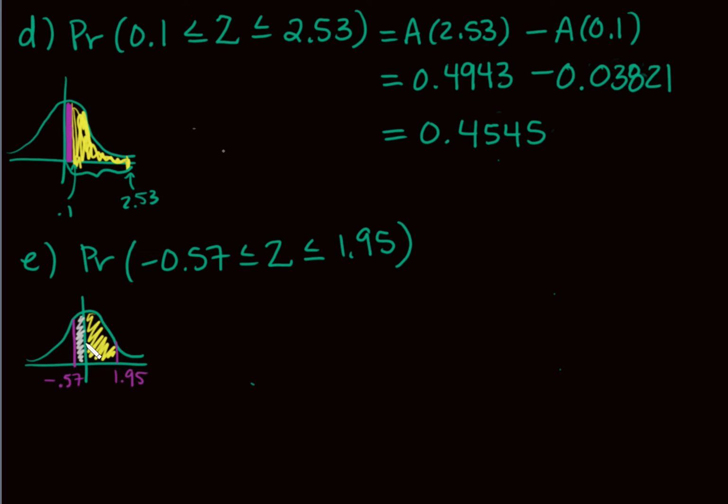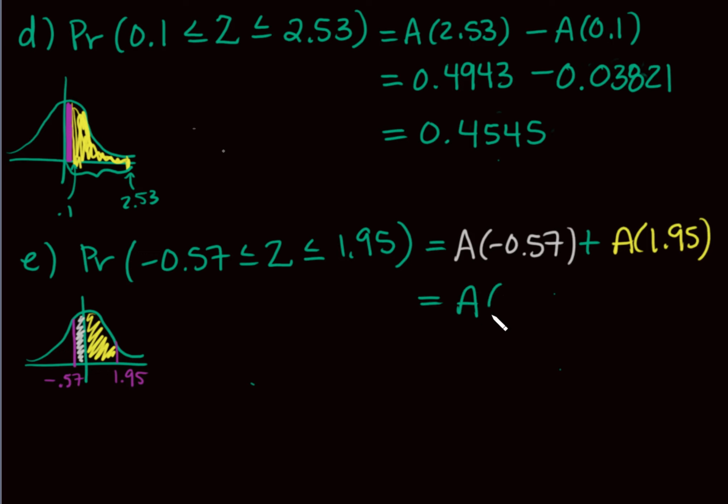So how do I get that area right there? That's just A of negative 0.57, which we know is just the same as A of 0.57. And then I'm going to have plus, and how do we get that yellow area? That's 1.95. So we're just going to rewrite that as the area of 0.57, plus the area up to 1.95. And I'll let you do that on the table because I would like to get to one of the next problems that's quite important.